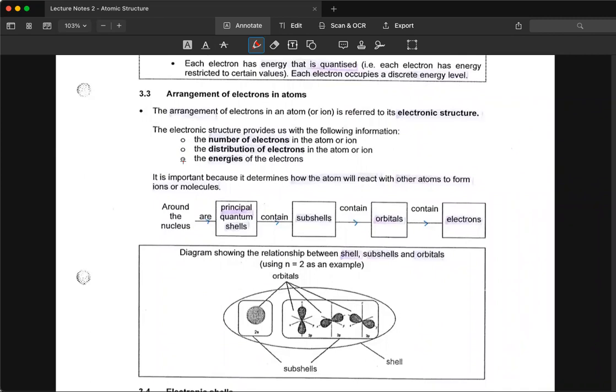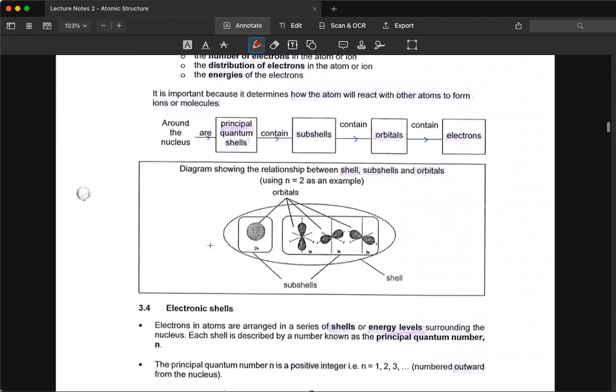So, around the nucleus, we have the principal quantum shells. First shell, second shell, third shell, etc. Each shell contains subshells, subshells contain orbitals, and orbitals contain the electrons. So this diagram shows the relationship between shells, subshells, and orbitals. The entire diagram here shows the shell. We call it the principal quantum shell.